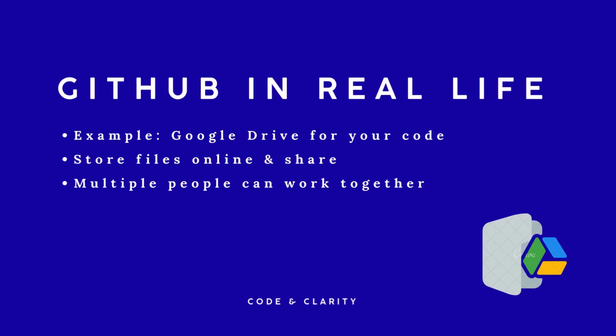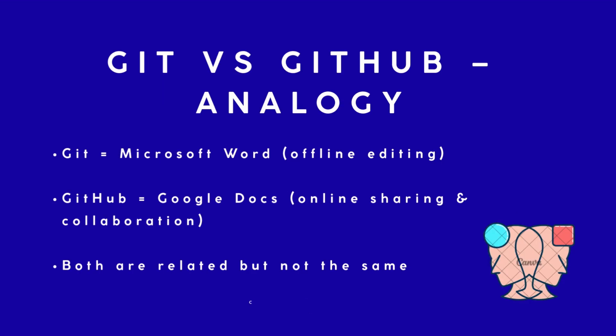Now consider an example. If you are working on a team project, GitHub allows everyone to push their code, review others' work smoothly, and merge everything together smoothly. So, in short, GitHub is basically a place to host and collaborate on Git projects online. So, people from different parts of the world can work together on a single project using GitHub. This is a real life example, an application.